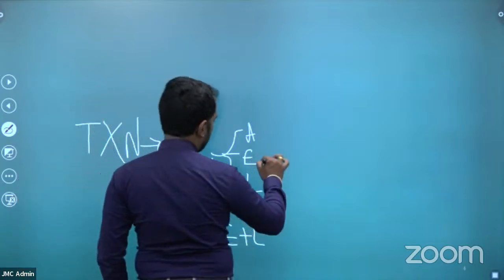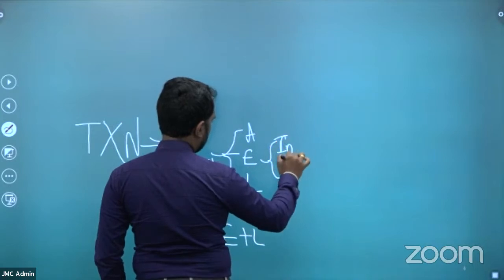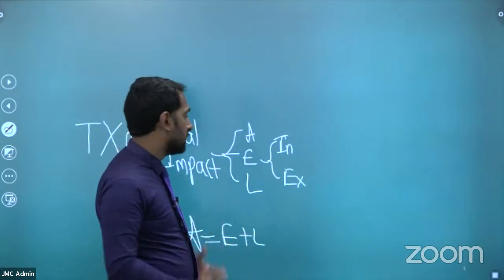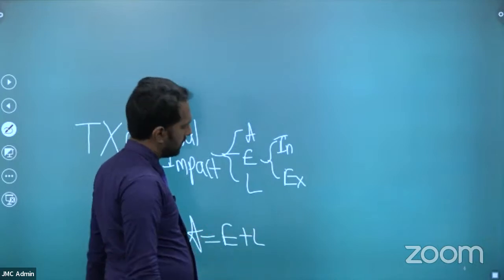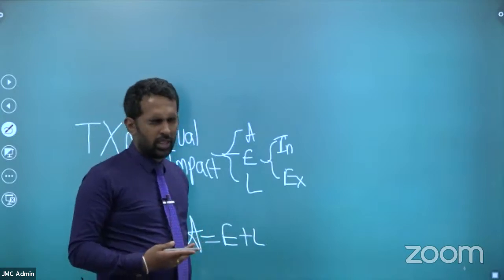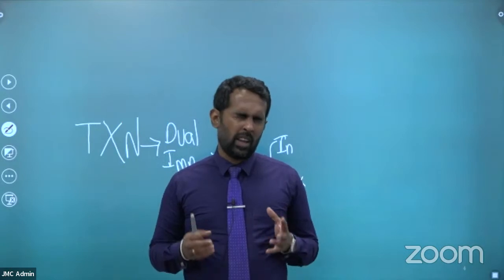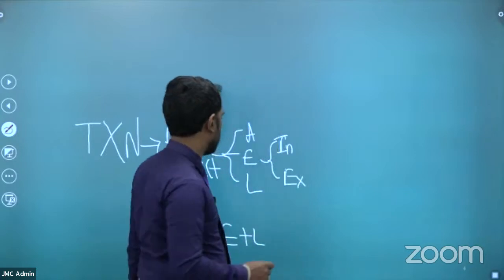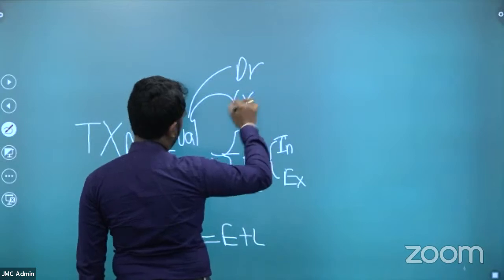Equity consists of another two elements, right? Income and expenses. So as a result of a transaction, these assets, income, equity, expenses, and liabilities are getting impacted. Every transaction has a dual impact. That dual impact we are going to record as the debit and the credit.